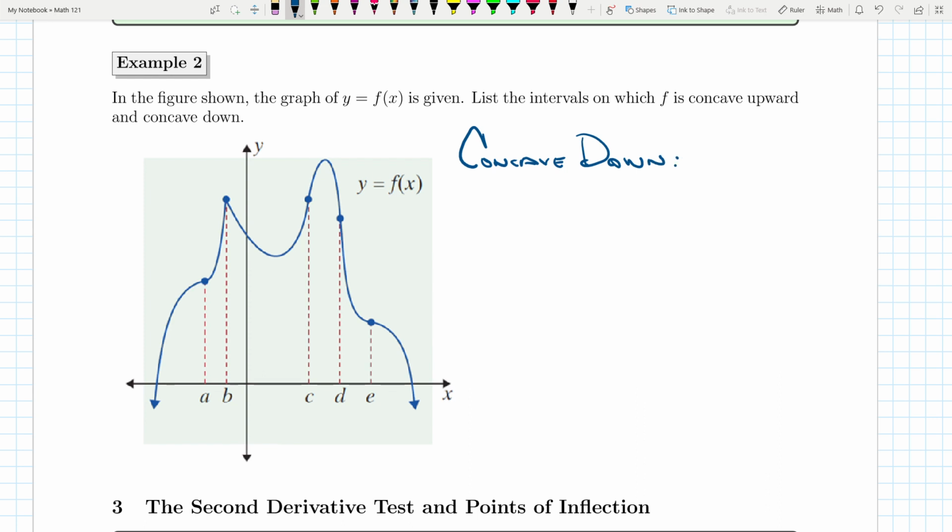Okay, so notice in this case we have letters A, B, C, D, and E. Just like I did in the previous chapter, I'm going to put numbers: -2, -1, 3, 4, and 5. All right, so concave down. What do we mean by concave down and concave up? So to relate concave up and concave down.